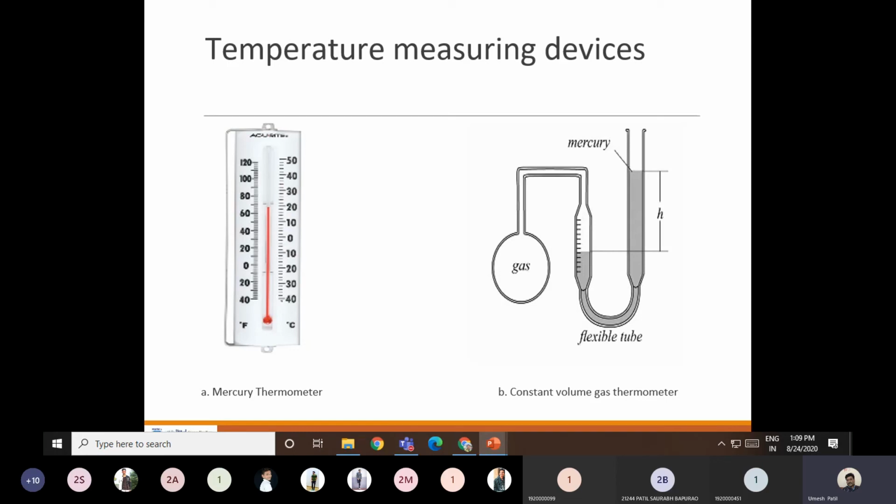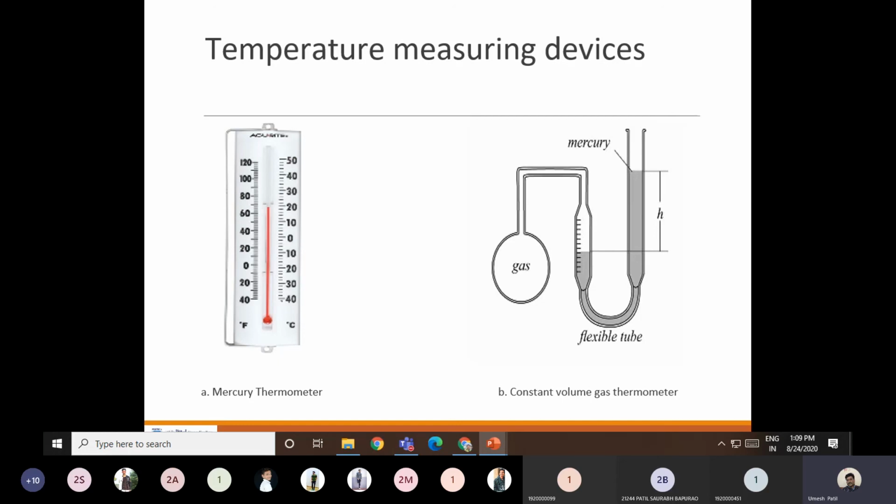Means the temperature of all the three bodies will be the same, and due to temperature there will be heat to the mercury. So mercury will expand inside a capillary tube, so it will rise in the capillary tube. So the rise of mercury inside a capillary tube will indicate a temperature in degree Celsius or in degree Fahrenheit.